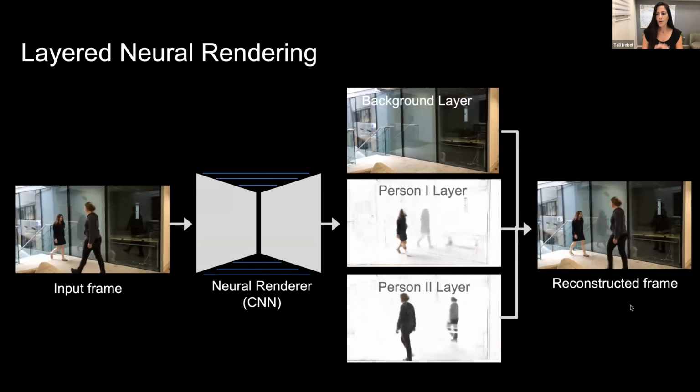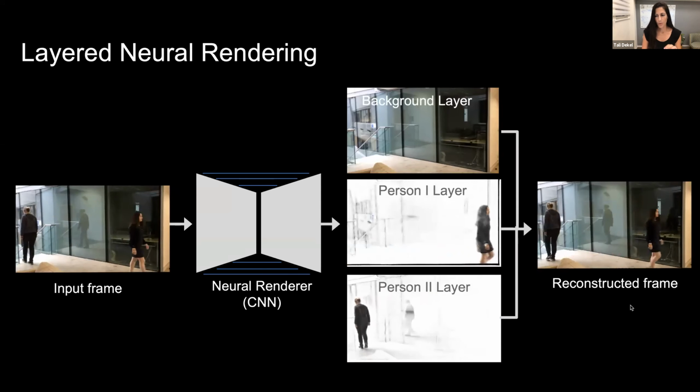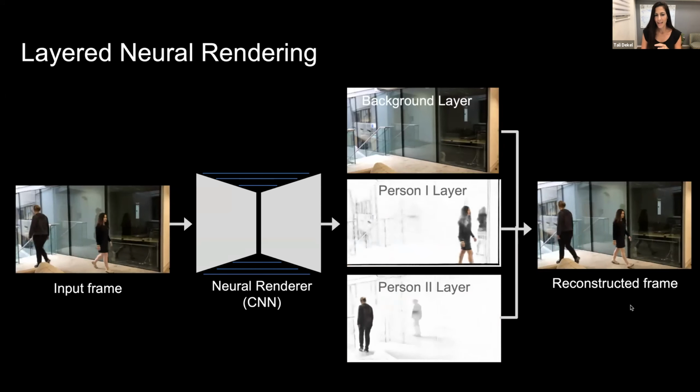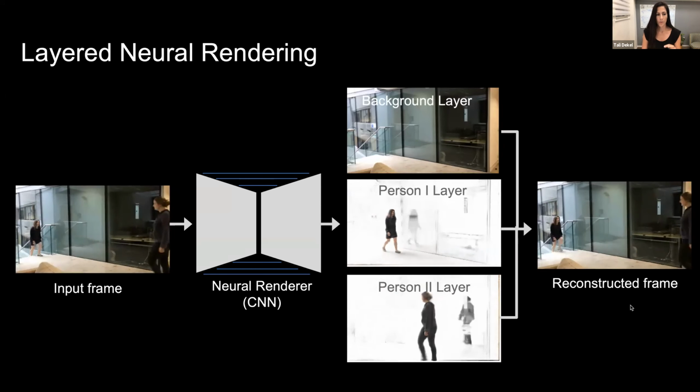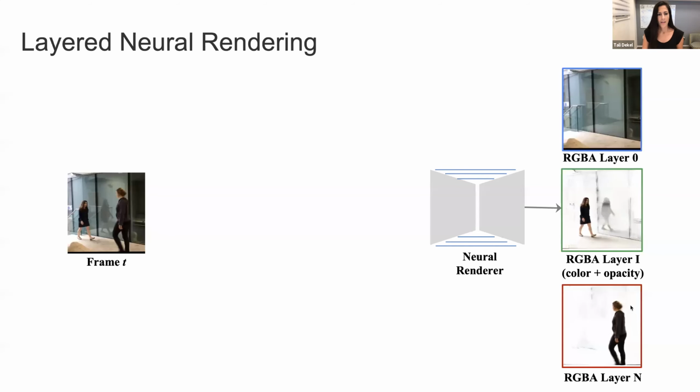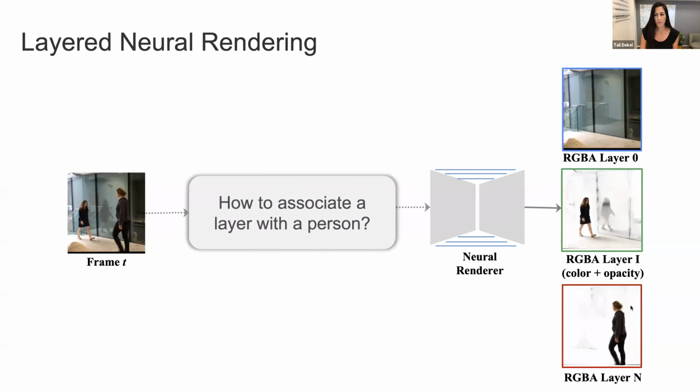Now I'm going to tell you more about the model. I won't be able to go into all the technical details, but it is important to me to give you a high-level intuition about why it works and how it works. So I hope that will go through. This model works in a frame-by-frame manner. It takes a frame and outputs a set of layers. We have one layer for the background, and one layer for each person. Each layer is represented with a color image and an opacity map. So the first question is, how do we associate a layer with the person in the video?